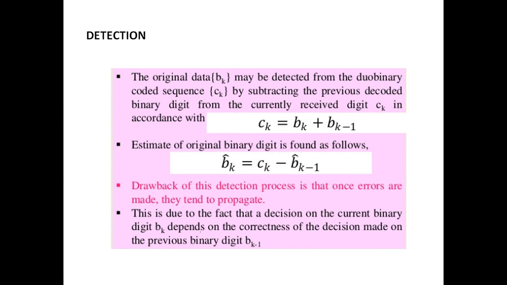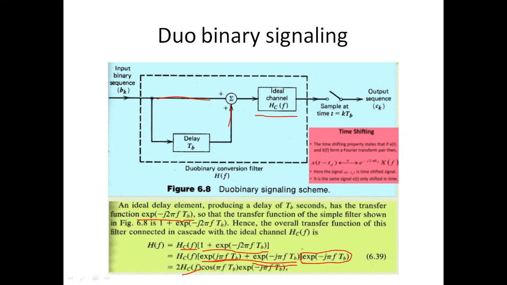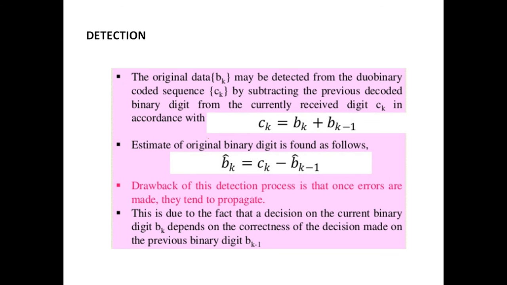Now, how will we do detection? For detection, you want to see the receiver. What technique we implemented here, plus we have introduced a delay. The same compensation we should do in the receiver. What we added there, plus bk minus 1 at the transmitter, I did this operation at the transmitter. In the receiver, the same value bk minus 1 I am subtracting from ck. Here the cap symbol is denoted for the detected sequence, the estimated output.